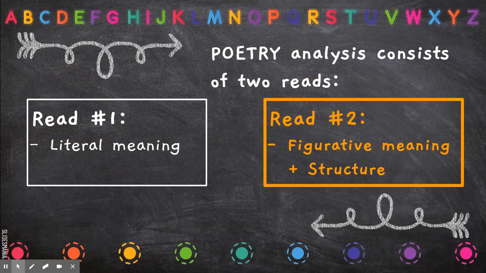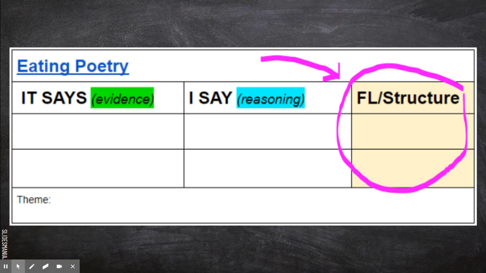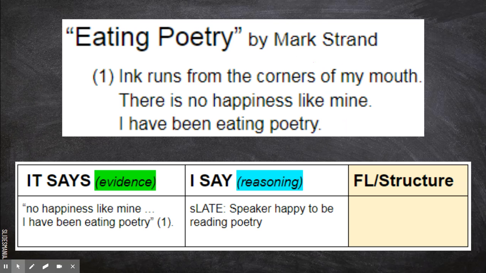Now, when you're logging figurative notes, as we said, that's on the second read. So you should only do that after your first read. In other words, you should only do it after you've already read the poem and jotted down any literal notes that you have. So how does it look? Here are the three columns of poetry reading. You should have filled the ones on the left, It says and I say, before you move to the one on the right for figurative language and structure. So let's see how it might look.